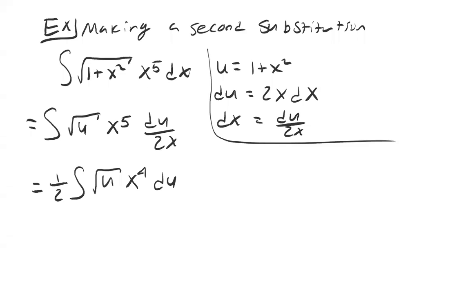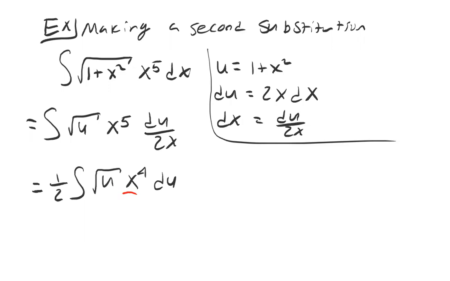Now this seems like a problem because I have an x and I have a u here. So if you remember with that last example, I don't want to have any x's at this point. But there's a trick for this one. So if I can figure out what x to the 4th is in terms of u, that might be advantageous for this problem.